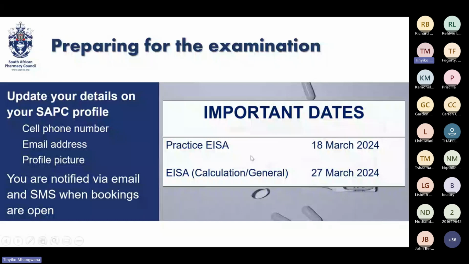So the exams will be a replicate of each other, the calculation part and the general part, which Dr. took us through. Before you can embark on the exam, please ensure that you update your South African pharmacy profile. Your cell phone number should be the most recent cell phone number that you are using, that you will be able to access, even the email that you use, because if you have an old number or an email that you don't have access to, the response will be sent to that cell phone number or email.